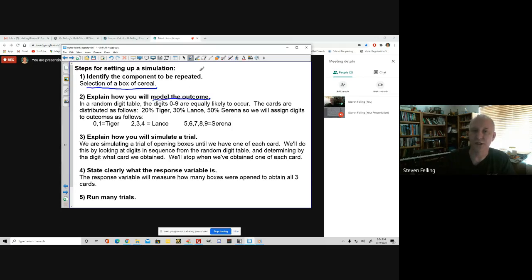Okay, so if you look at it, we said that 20% of the boxes have Tiger Woods cards. The problem said this, 30% have the Lance Armstrong cards, right? And then 50% have the Serena cards, right? So that means we have to use some kind of random process that connects random outcomes to the outcomes Tiger, Lance, and Serena. Okay, so I'm going to use T to represent Tiger, and L to represent Lance Armstrong cards, and S to represent Serena.